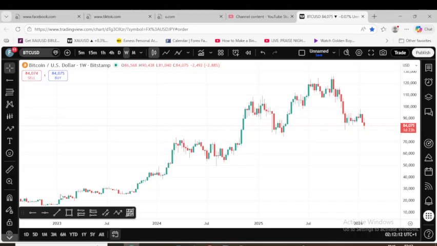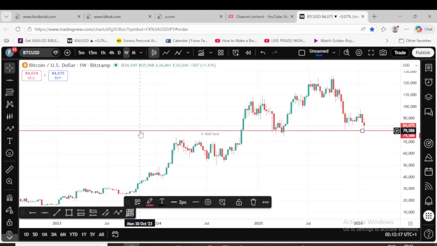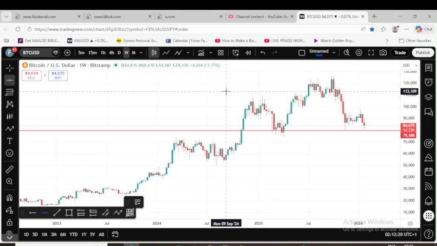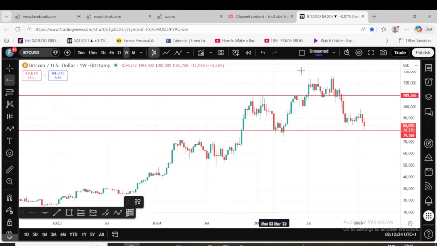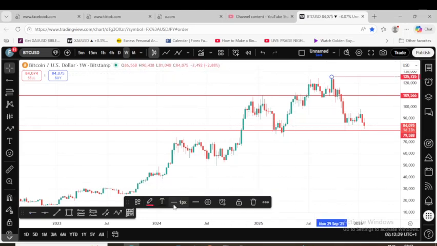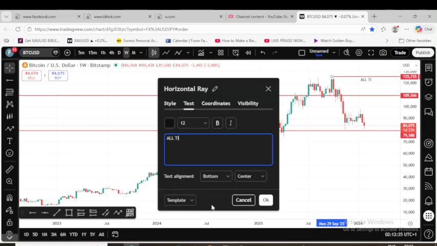Good morning, everyone. Today we're going to be doing a top to bottom analysis on BTCUSD, starting from the 1 week time frame. We'll start by identifying our zones. And as we've discussed multiple times, our zones are essentially regions of support and resistance on higher time frames.